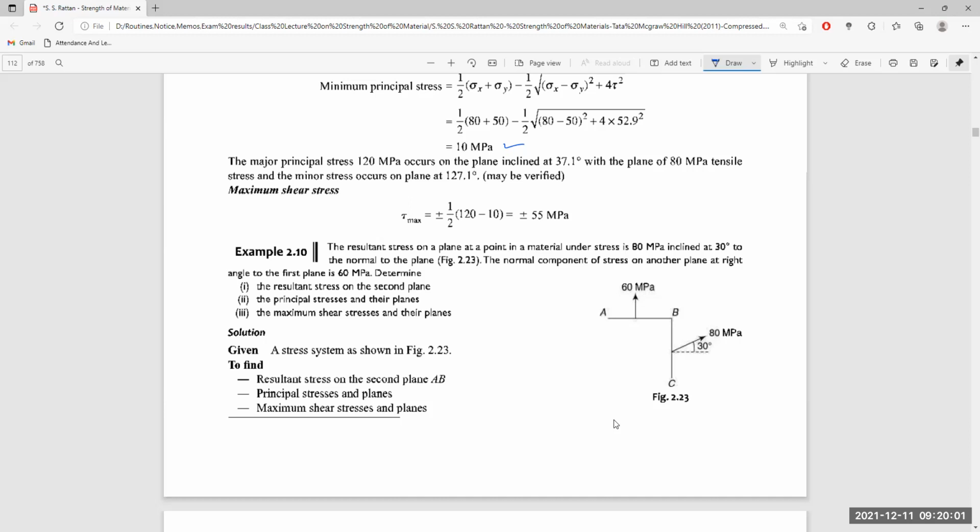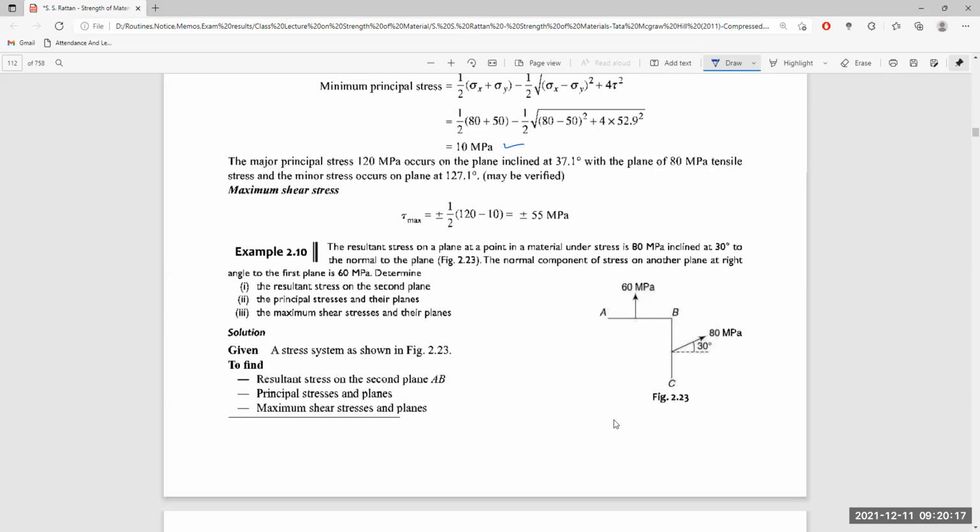So what is given here? The resultant stress is given, which is the square root of sigma theta square plus tau theta square, and it is given as 80 MPa, inclined at 30 degrees to the normal to the plane.